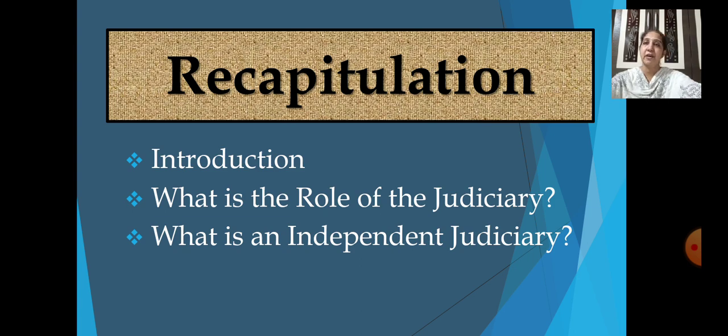Now, let's go through the points that were included in the role of the judiciary. First, we saw dispute resolution. This is one of the important roles of the judiciary. Then we saw judicial review. Then we saw upholding the law and enforcing fundamental rights. Then we saw the meaning of an independent judiciary. Correct? And we saw the advantages of having that independent judiciary. Right? So see you in the next session with the remaining points.